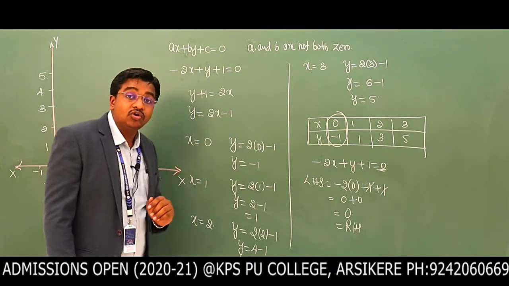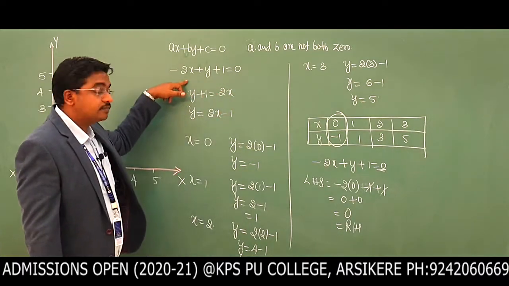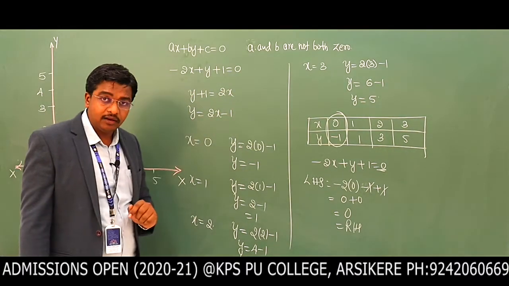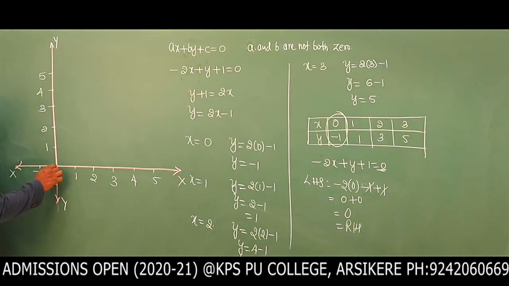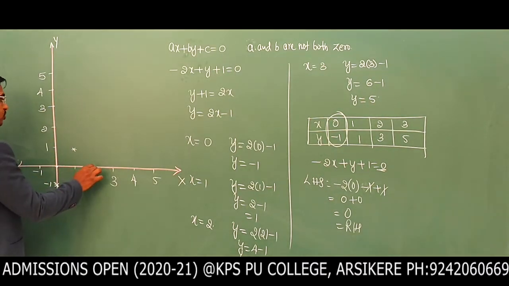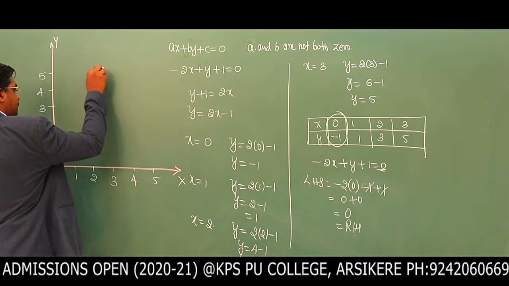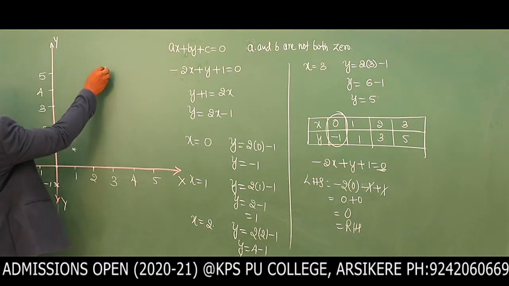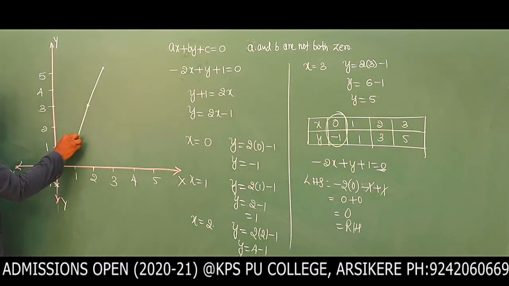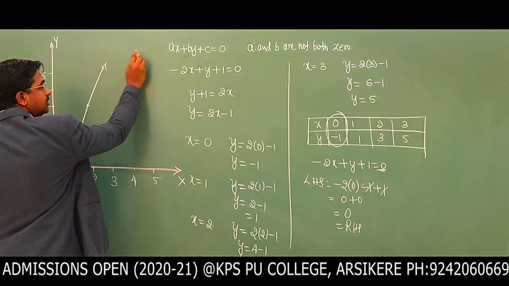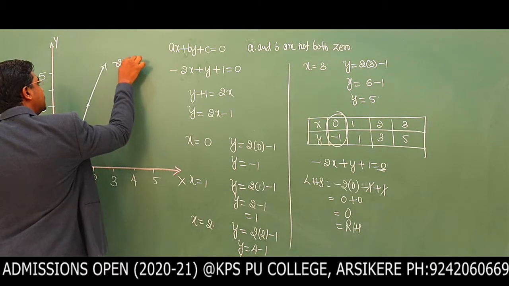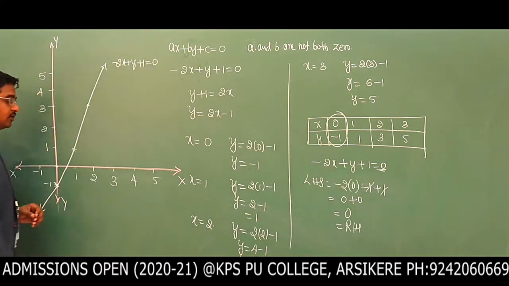So now I would like to draw the graph of this equation. Using the table, when x is equal to 0, what is the value of y? y is minus 1, we get this point. When x is equal to 1, y is 1. When x is equal to 2, y is 3. When x is equal to 3, the value of y is 5. So join these points. If you join these points, obviously you get a straight line. So this is nothing but the equation minus 2x plus y plus 1 is equal to 0.